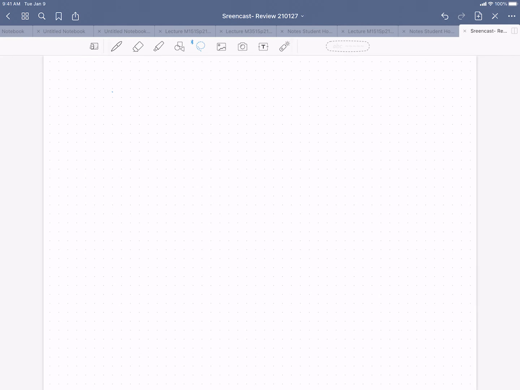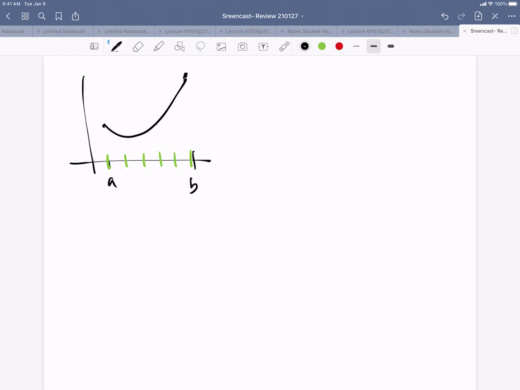Moving on, let's take it to the next step. So we have the partition points, and what we do from that point is, let's call these x sub i minus 1 and x sub i. At each partition point, we get a point on the graph. The point on the right is x sub i comma f of x sub i, and the point on the left is x sub i minus 1 comma f of x sub i minus 1.